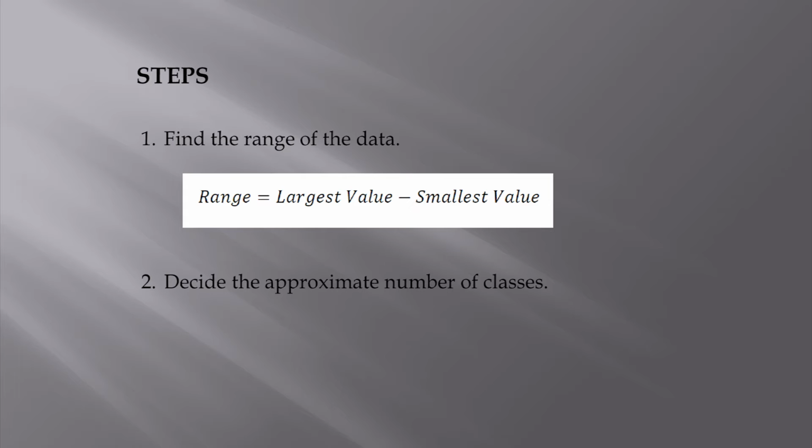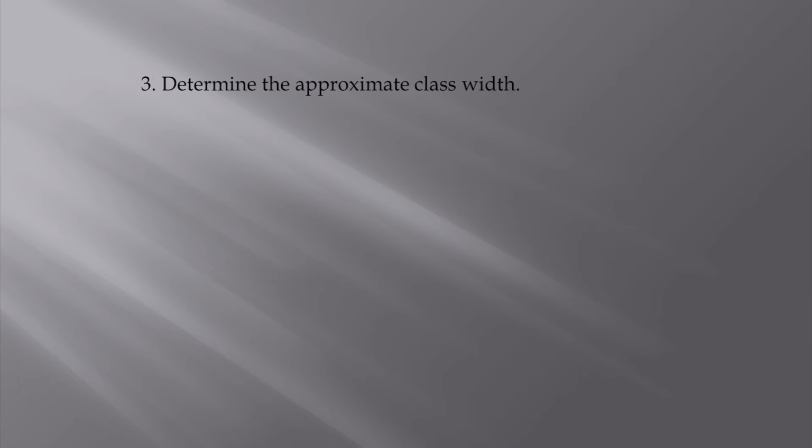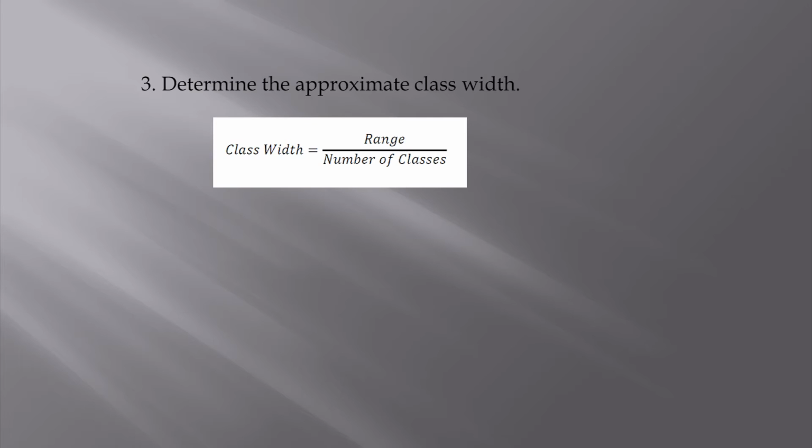The second step is to decide the approximate number of classes. And the third one is to determine the approximate class width. To determine the class width, we should have the values of the range and the number of classes. Then we can use this equation to find the class width. After finding the class width, we can decide the class limits. It is the fourth step.